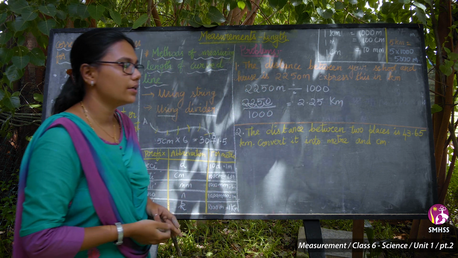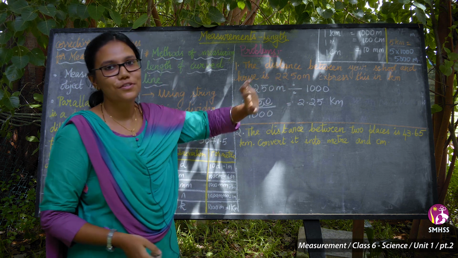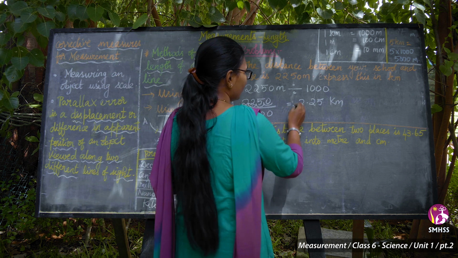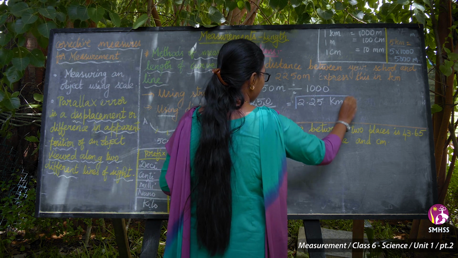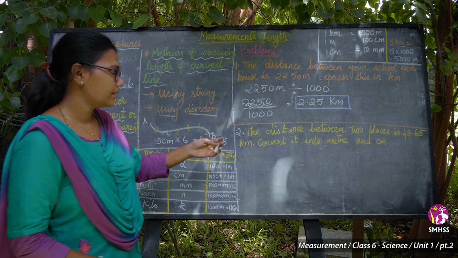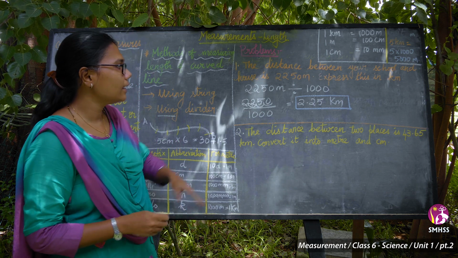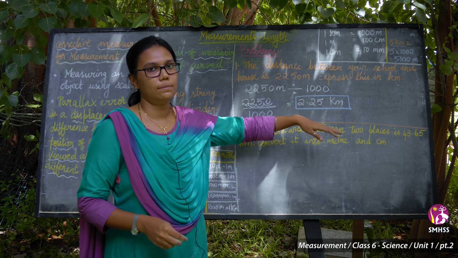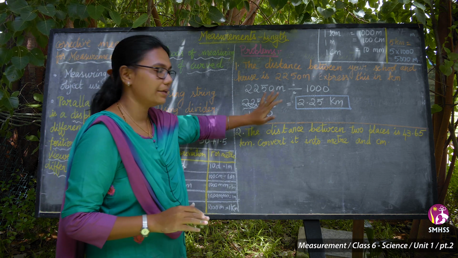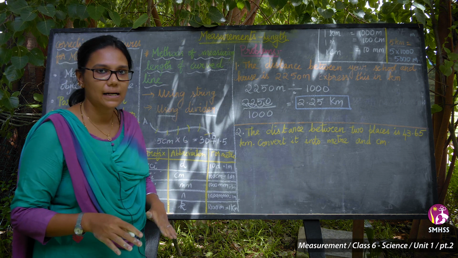When 2250 meters is converted to kilometers, what answer do you get? You are getting 2.25 kilometer. Did you understand this? Nothing more: when converting meters to kilometers, smaller to bigger, you have to divide it. Then bigger to smaller, you have to multiply it.